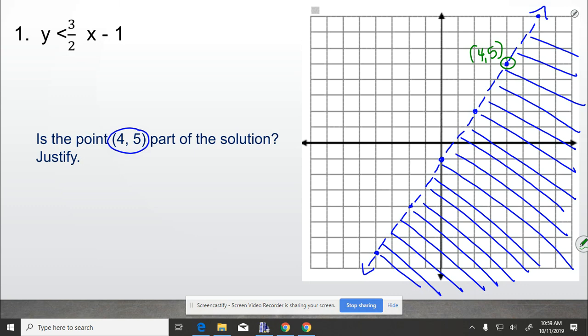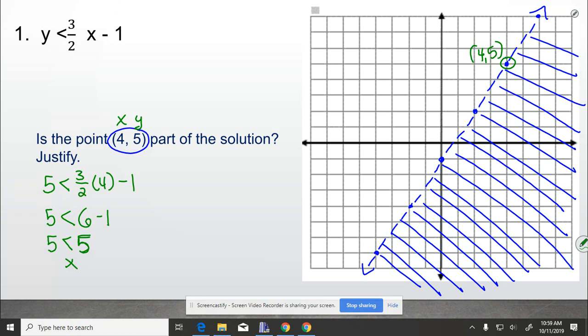So let's prove it. Since this is the x, it gets plugged in for the x. This is the y, it gets plugged in for the y. So we do 5 is less than 3 halves of 4 minus 1. So 5 is less than 4 divided by 2, which is 2, times 3 is 6, minus 1. So 5 should be less than 6 minus 1, which is 5. 5 is not less than 5, so it is not a solution. Now, if that was less than or equal, then it would be a solution. But since it's just less than, it's not a solution. It doesn't satisfy the inequality.